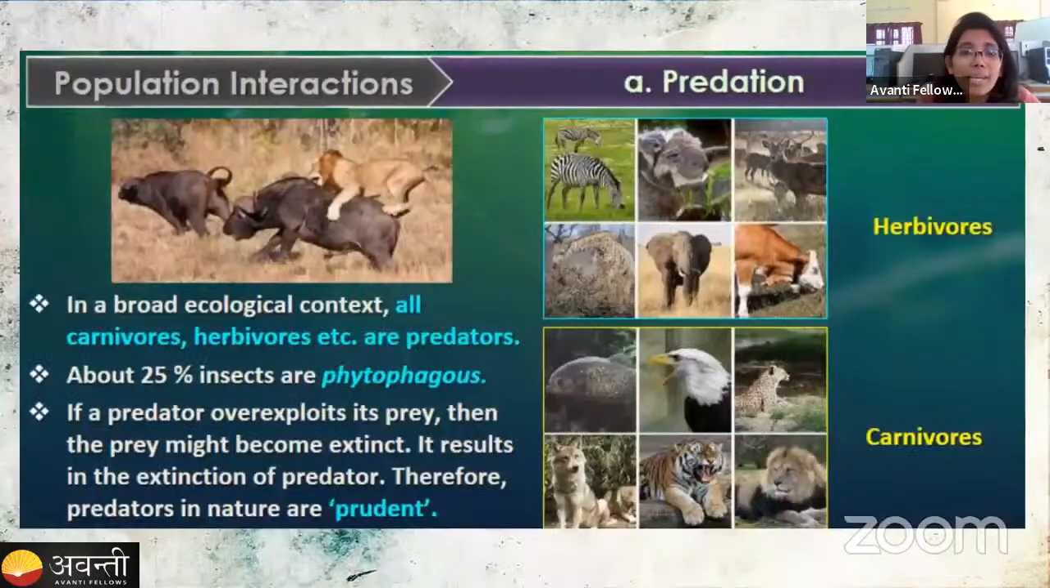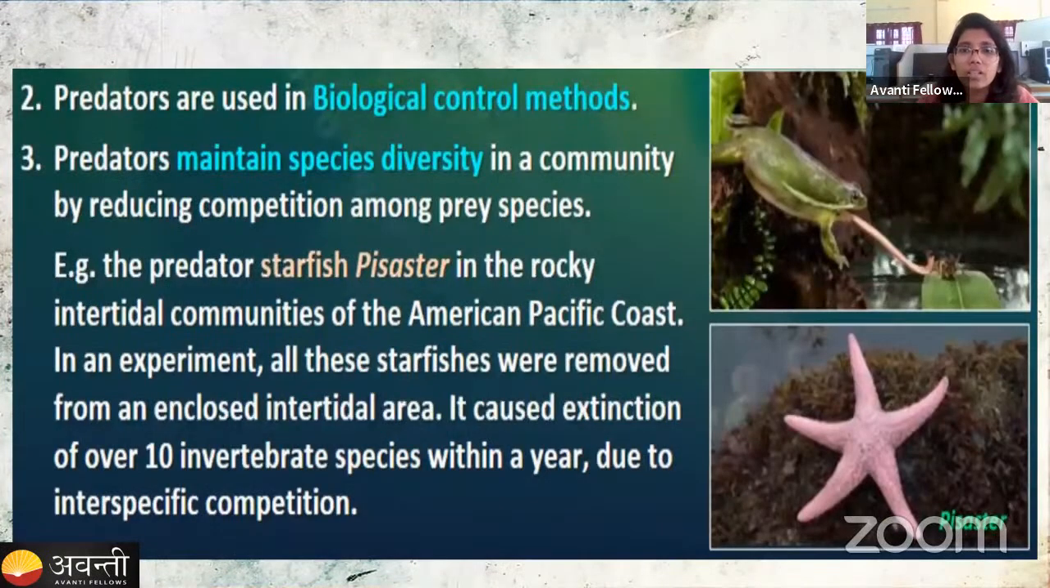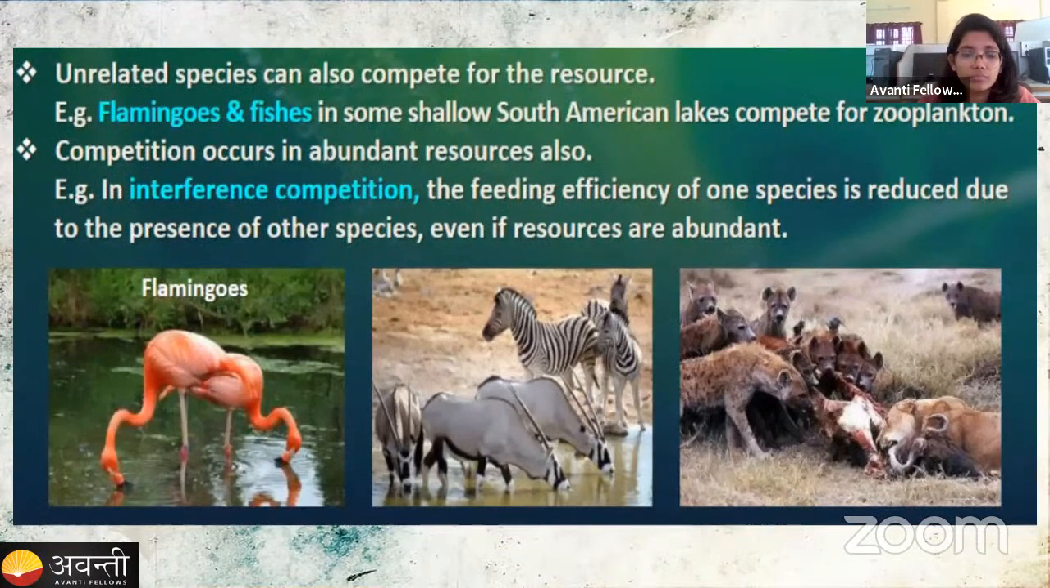Here you can see some examples. First one is predation. Most of the carnivores are predators, and insectivorous plants also, where the plant is a predator and the insect is a prey. And competition, either for any natural resources or for food or for shelter, whatever.